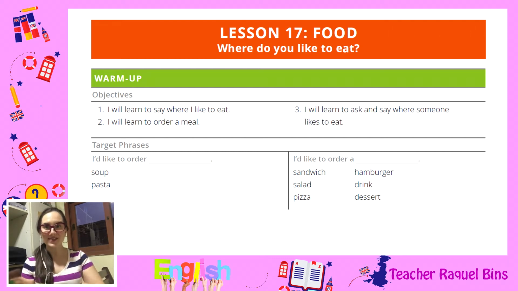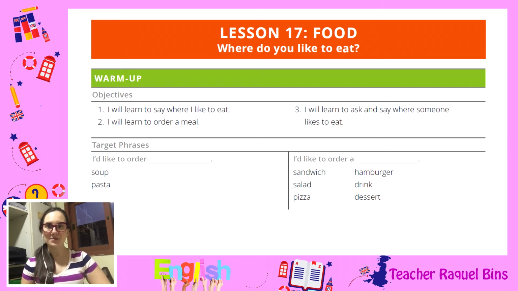Então, a gente vai aprender a dizer where, onde nós gostamos de comer, ok? Number 2. I will learn to order a meal. Então, hoje nós vamos aprender to order. To order é como pedir. A meal, uma refeição, ok? And number 3. I will learn to ask and say. Então, eu vou aprender a perguntar e a dizer where someone likes to eat. Onde, where, someone, alguém, likes, gosta, to eat, de comer. Então, a gente vai aprender isso na aula de hoje.